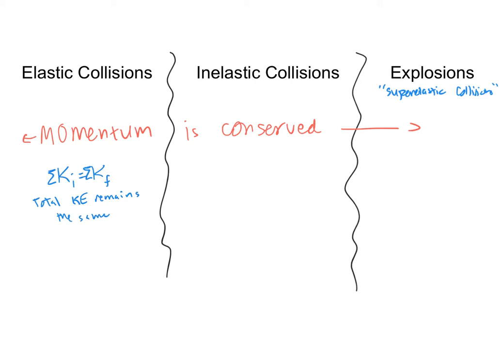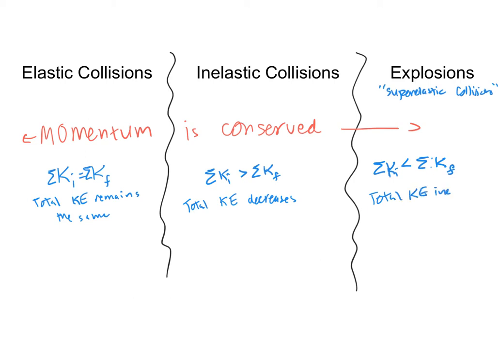In an inelastic collision, our initial kinetic energy is greater than our final kinetic energy. So total kinetic energy decreases. So some energy is lost to the wider environment. In an explosion, on the other hand, our initial kinetic energy is less than our final kinetic energy. So we're actually going to gain energy. That is, some work is done on the system, and so its energy will increase.